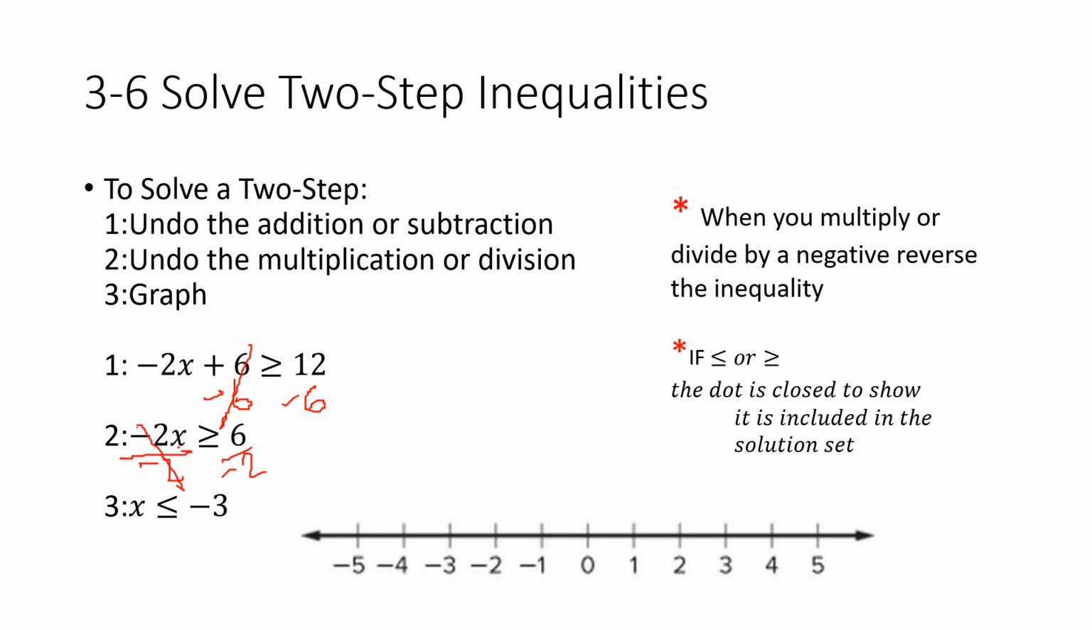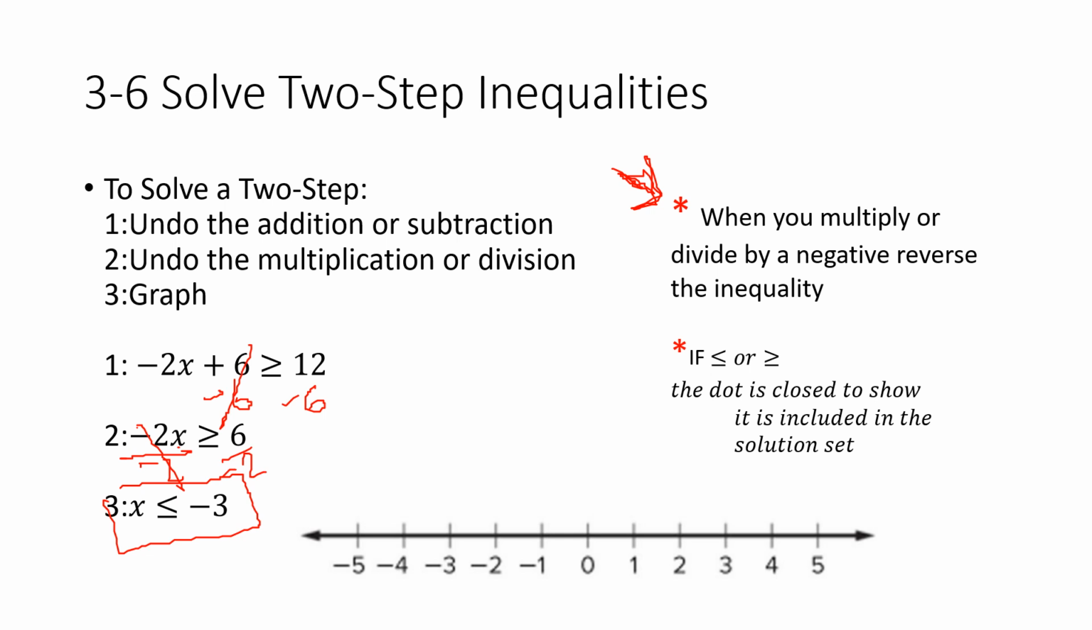Here is the only thing you have to be aware of, and that's what this asterisk over here is. When you multiply or divide by a negative, you must reverse the inequality. So the greater than or equal to sign becomes a less than or equal to sign. So your actual answer is x is less than or equal to negative 3.